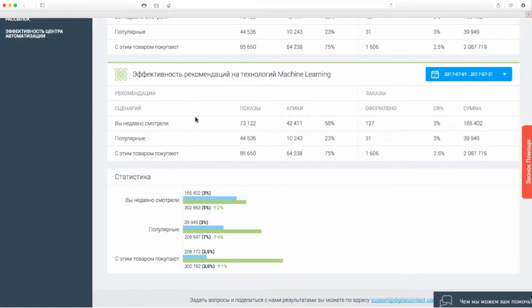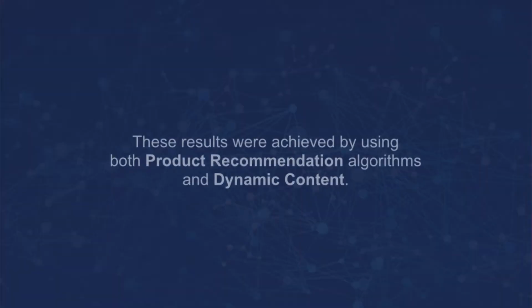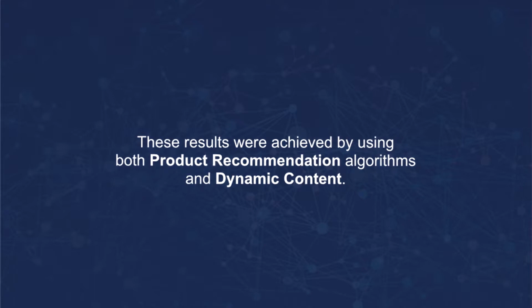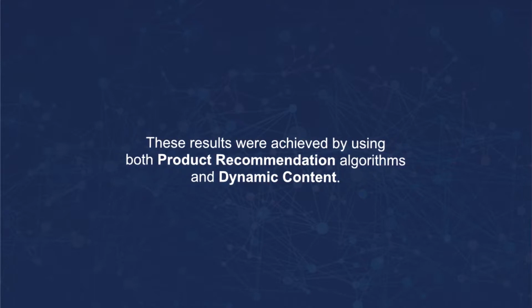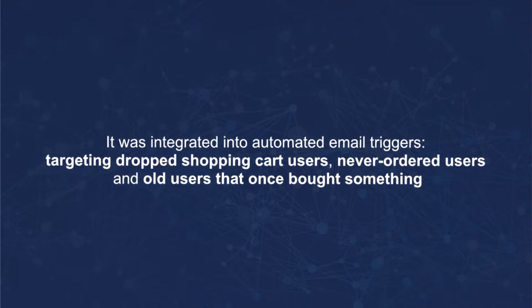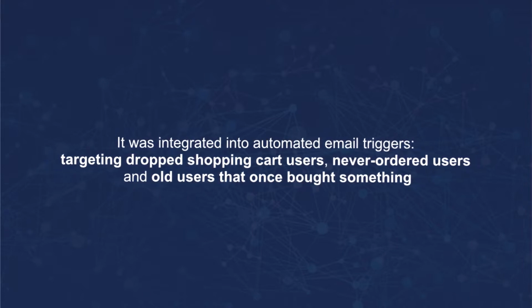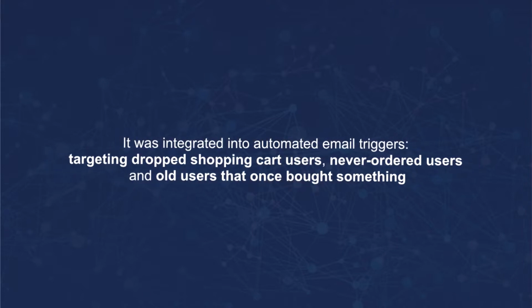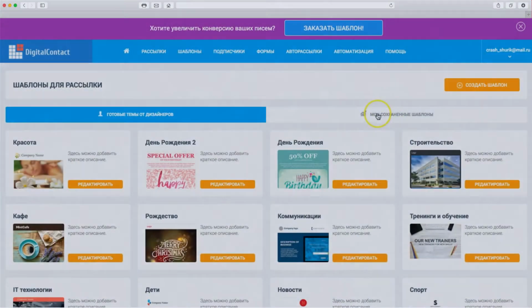After moving to our machine learning system, they have received 50% more orders and income from recommendations in the first month. These results were achieved by using both product recommendation algorithms and dynamic content. It was integrated into automated email triggers, targeting dropped shopping cart users, never ordered users, and old users that once bought something. Let's have a look at how this works on a sample trigger for an online shop.